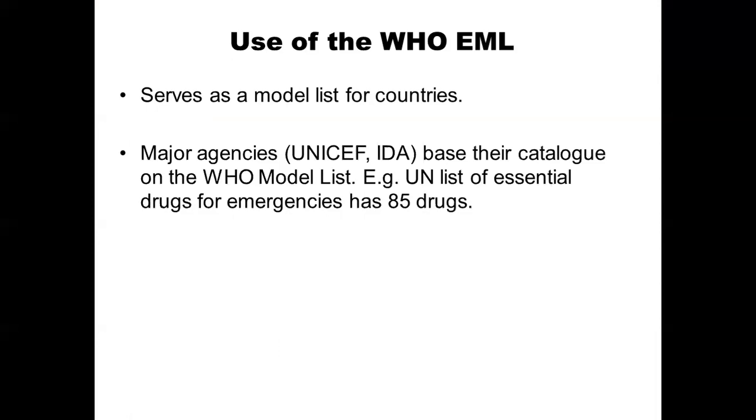Now, what is the main use of the WHO EML? It serves as a model list for countries. Based on this, countries can prepare their own lists. Major international agencies like UNICEF and IDA base their catalogs on the WHO model list. For example, the UN list of essential drugs for emergencies is based on the WHO EML, and this list contains about 85 drugs.